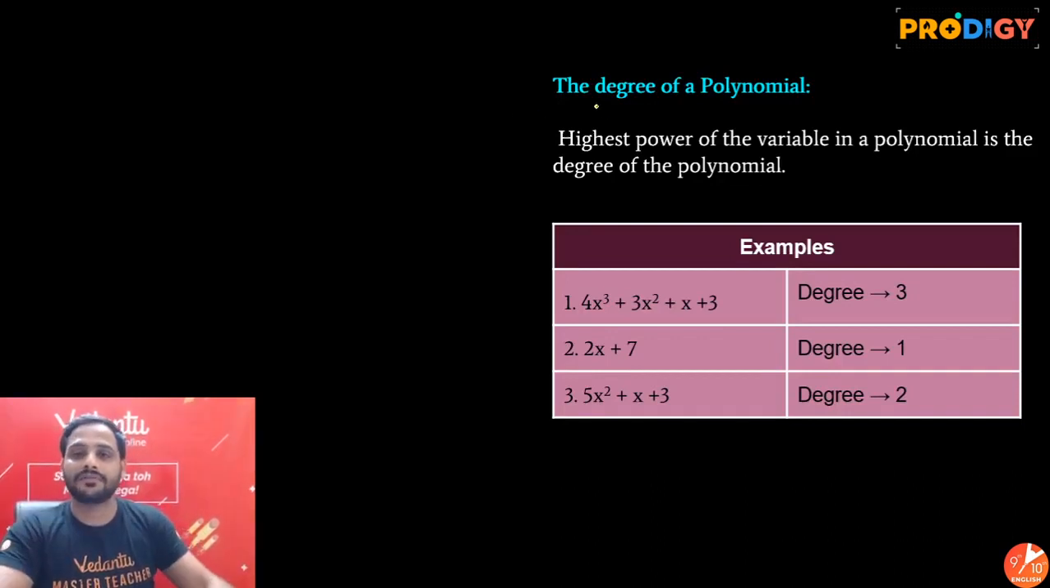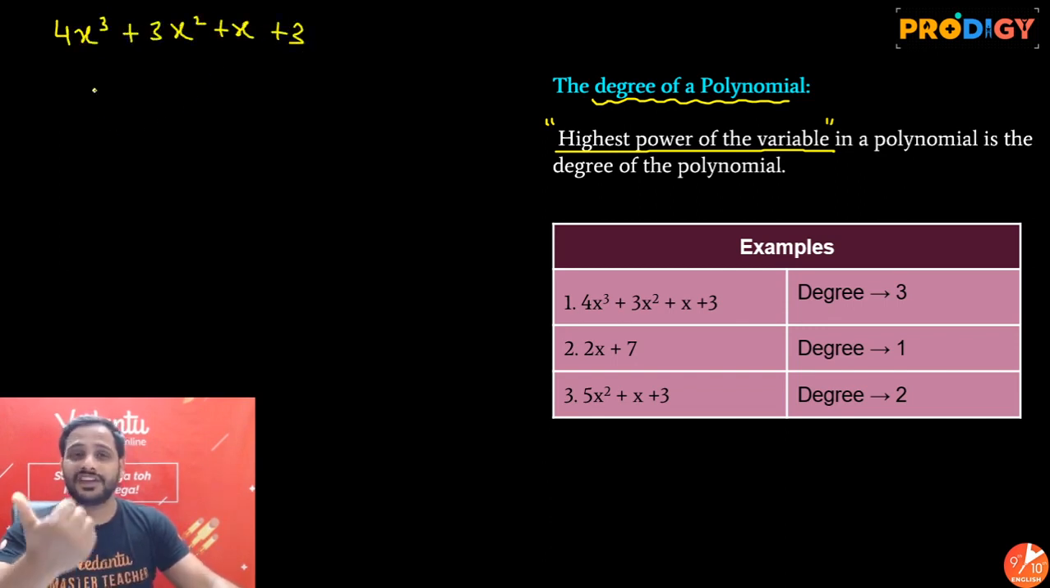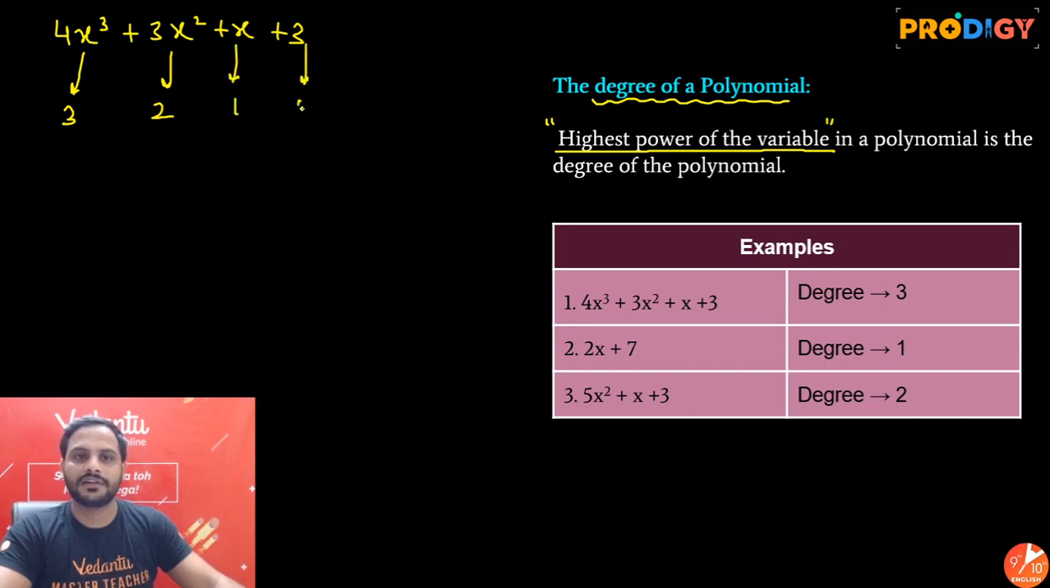Now comes the part of degree of the polynomial. Degree of the polynomial, very easy meaning, it is the highest power of the variable. Please remember, once we know that a given expression is a polynomial, suppose this is a polynomial, 4x cube plus 3x square plus x plus 3. If I have to check, I will look at the power of the variables. Power of variable is 3. Here it is 2. Here it is 1. Here it is 0.